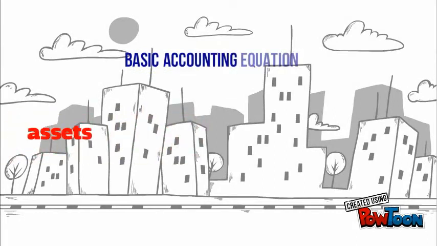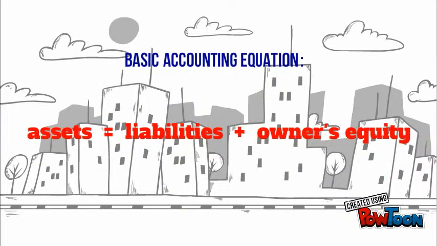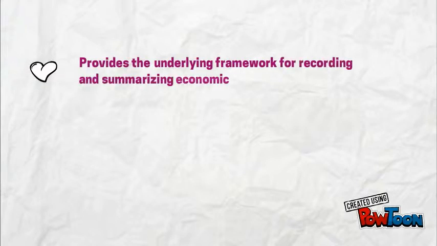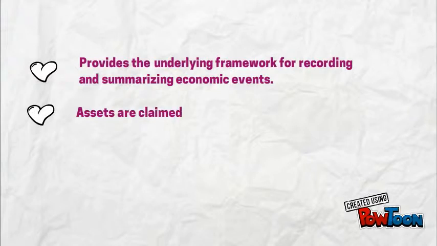We can express the relationship of assets, liabilities, and owner's equity as an equation. This is the equation: assets equals liabilities plus owner's equity. So, before you learn more about assets, liabilities and owner's equity, you must understand the basic accounting equation. Let's look at this note.